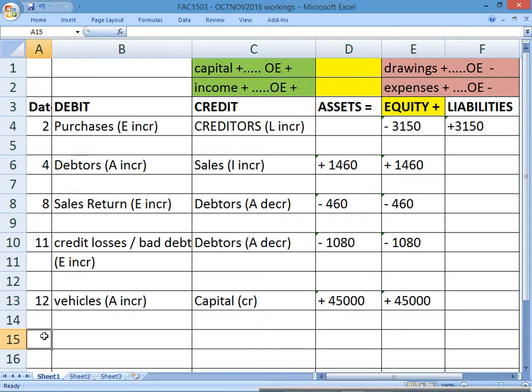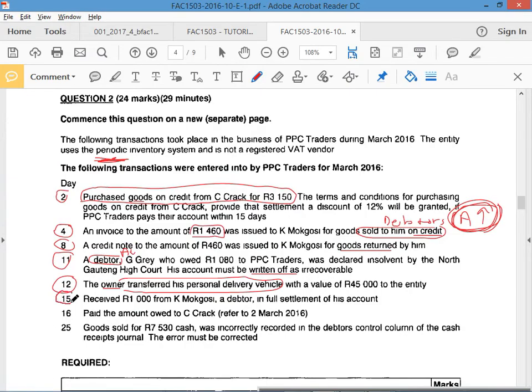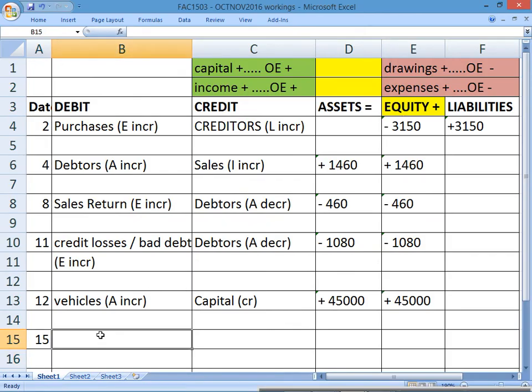Okay, next one. 15. Let's have a look. Received 1,000 from K, a debtor, in full settlement of his account. If you're receiving 1,000, is that good or bad? That's good. What's going to happen to your bank account? It's going to go up. Bank is what type of account? An asset. Where do assets increase? On the debit side. You've got half of it. Bank asset increase.